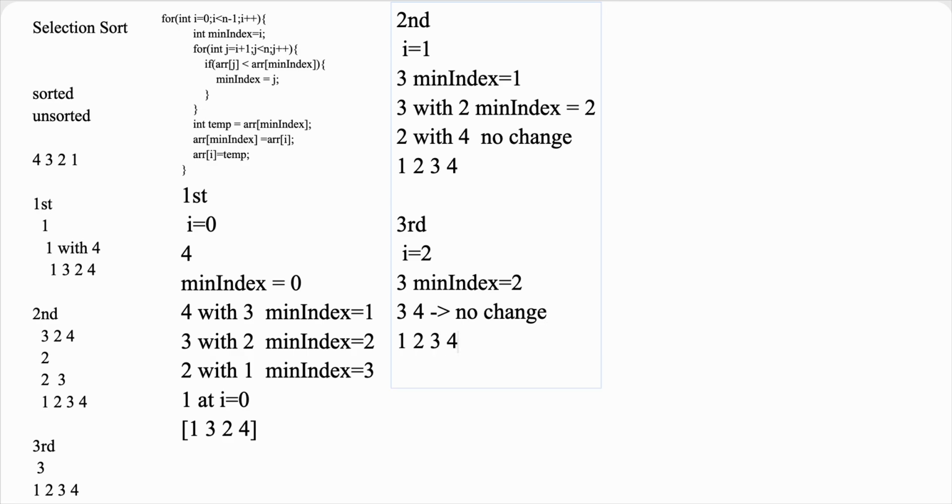The same thing for the fourth iteration, i equal to 3. Only one element is left, that is 4, so no further sorting is needed. Our final array is 1 2 3 4. So why is it called a selection sort? Basically it selects the smallest or largest element from the unsorted part of the array and moves it to the sorted part. So this is regarding the selection sort.